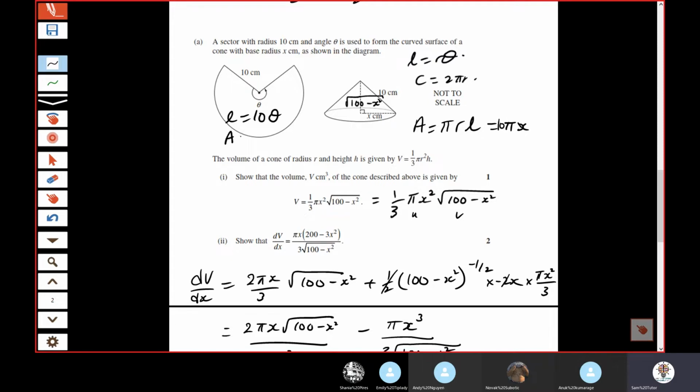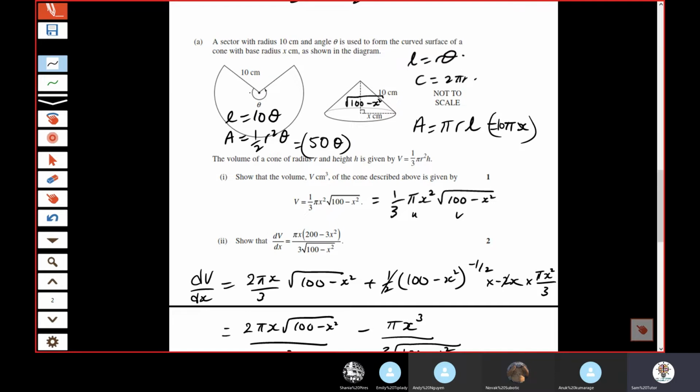What do we know the area of this to be? We know the area is half r squared theta, where radius is 10. 10 squared is 100. 100 times half is 50, so this one's 50 theta. Can you see I have a relationship now between theta and x?